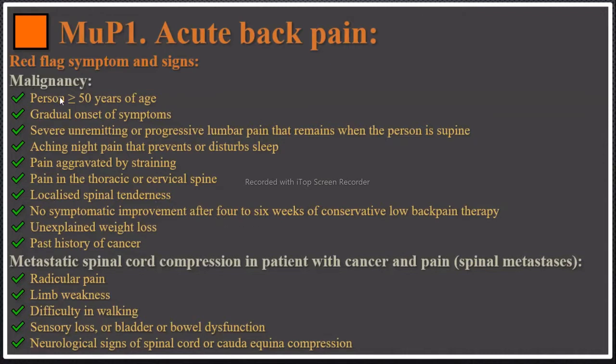Malignancy: unexplained weight loss, past history of cancer. So maybe primary or secondary. Metastatic spinal cord compression in a patient with cancer, so secondary, means spinal metastasis. If they ask you, what is the most likely diagnosis? Spinal metastasis. You will find radicular pain, limb weakness, difficulty in walking, sensory loss or bladder and bowel dysfunction, neurological signs of spinal cord or Cauda Equina compression.